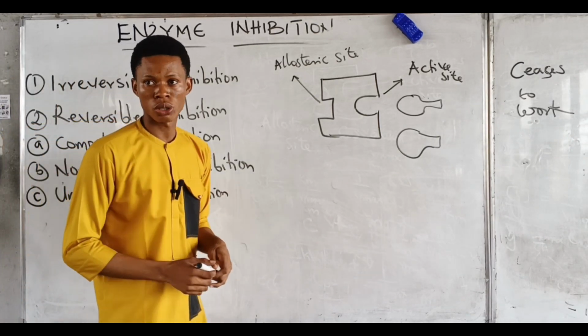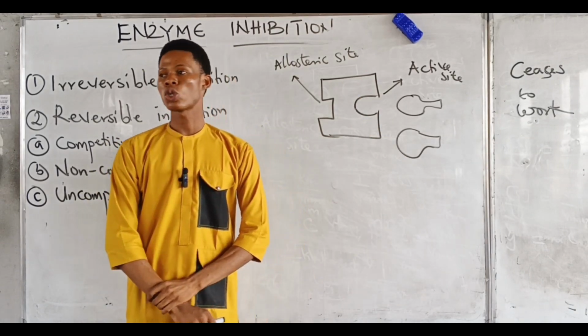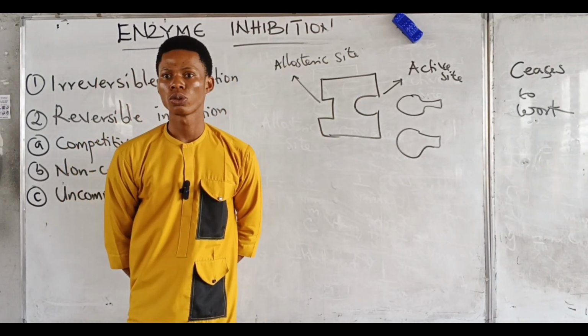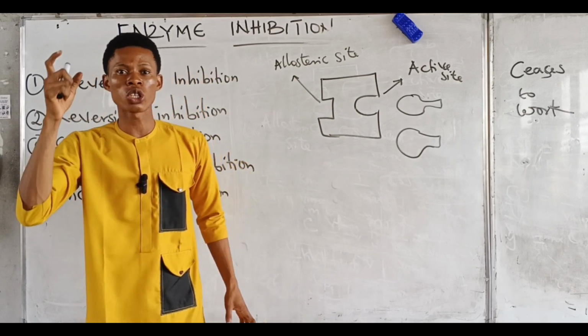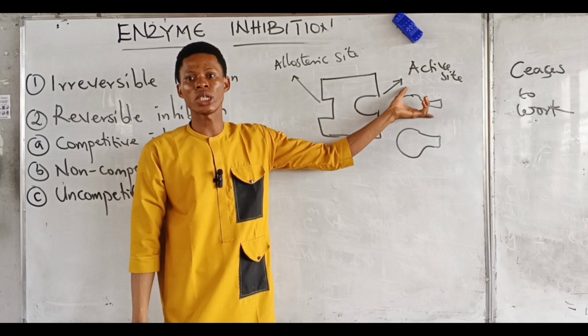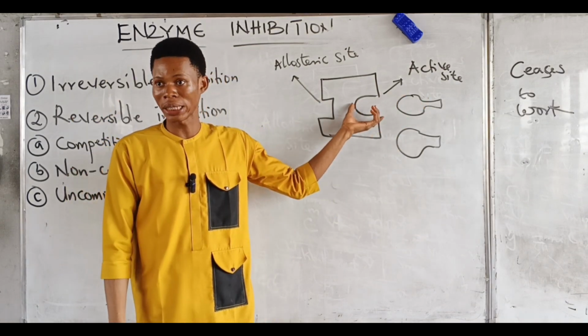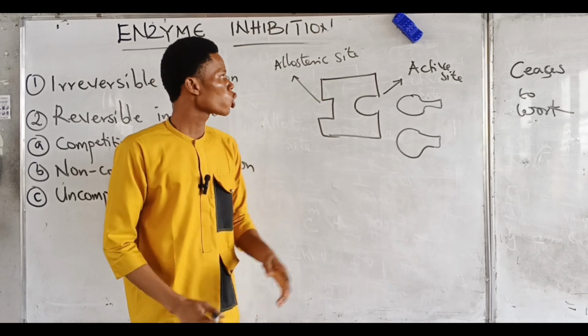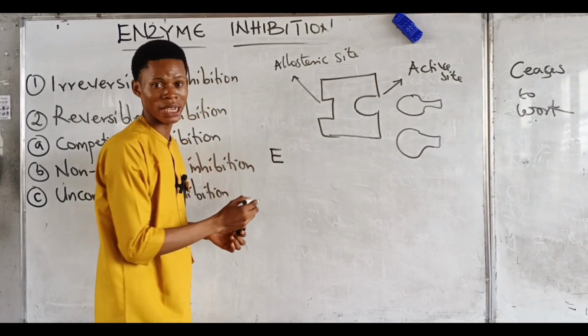Now let me ask you a question. If the inhibitor binds first and you want the inhibitor to fall out, what do you do? You increase the concentration of the substrate, because the one that has the highest concentration will be the one to bind. Do you understand? So if we want to represent this, you can say this is the enzyme.